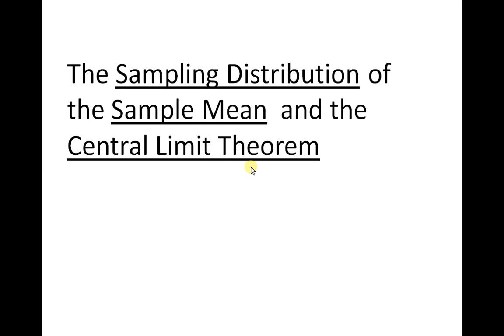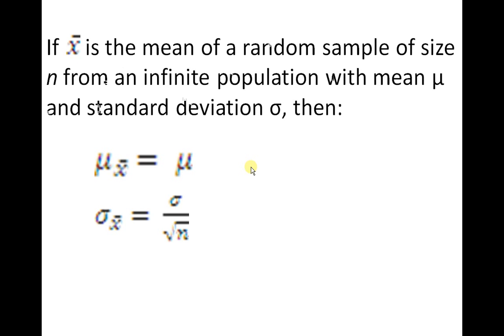We're going to talk about the sampling distribution of sample mean and the central limit theorem. I'm going to start off with a couple of formulas that aren't going to mean a whole lot to you at this point. It says if x bar is the mean of a random sample of size n from an infinite population with mean mu and standard deviation sigma, then mu sub x bar is equal to mu, and sigma x bar is equal to sigma divided by the square root of n. So again, I said that wouldn't mean too much at this point, but what I'm going to do is take a look at an example and go through what this is talking about.